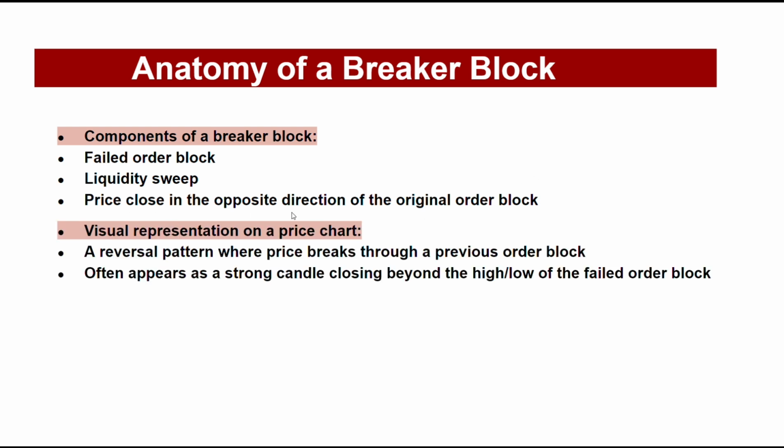There's a visual representation on a chart, a reversal pattern where price breaks through the previous order block, right? So we're showing displacement through an order block. This often appears as a strong candle closing beyond the high or the low of the failed order block. So we can tell the order block is failed once price has closed above or below. That is a breaker block, but we like to put in more context, which is the liquidity sweep. The liquidity sweep gives us validation for a potential breaker block.